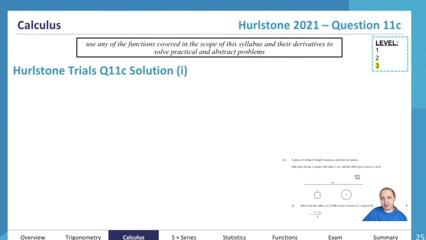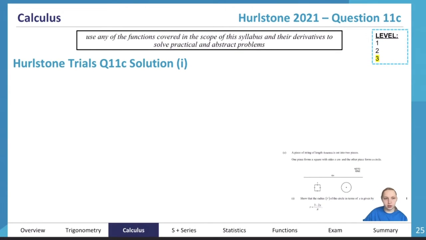So looking at the first part of that question, we want to be thinking about how we can show that the radius of the circle in terms of x is given by r equals (3 minus 2x) on pi. For this, you'd get 1 mark just for showing it. That's where all the marks come from.